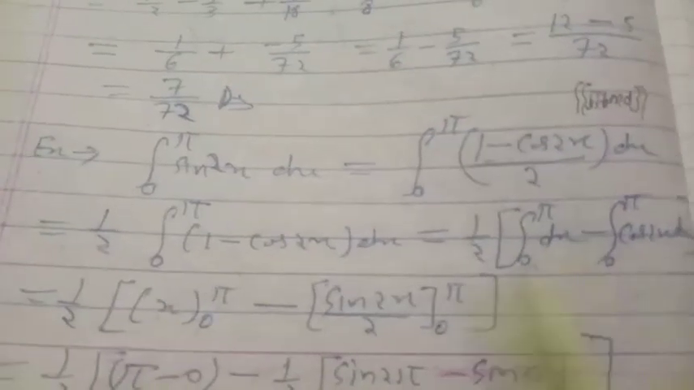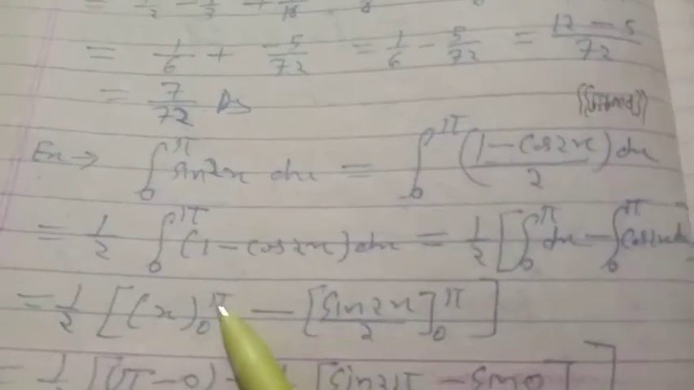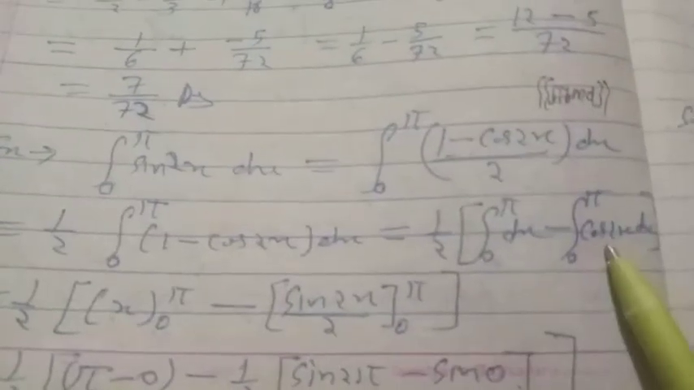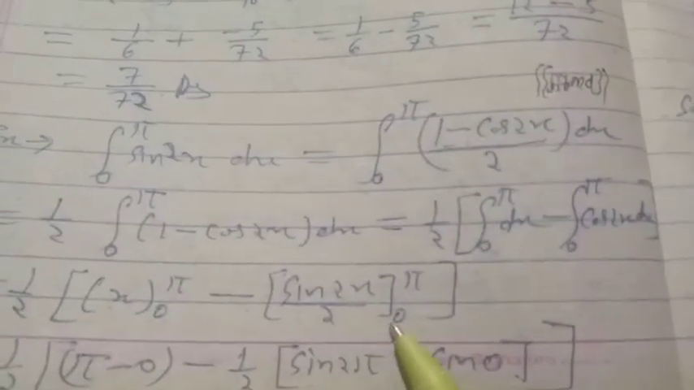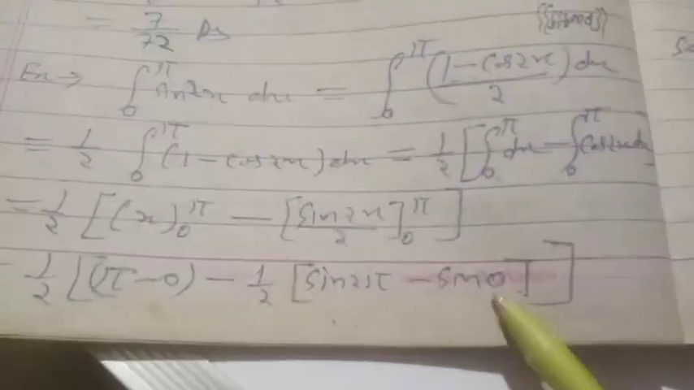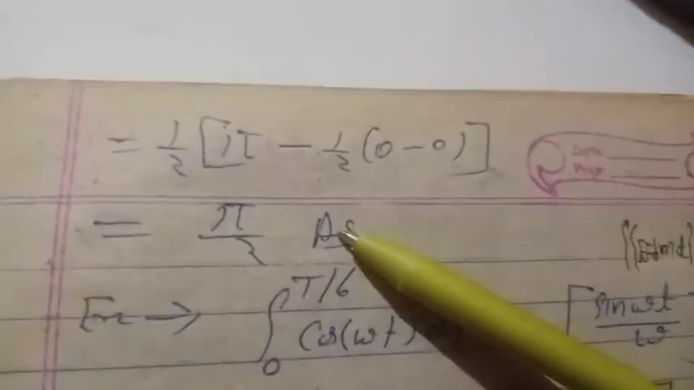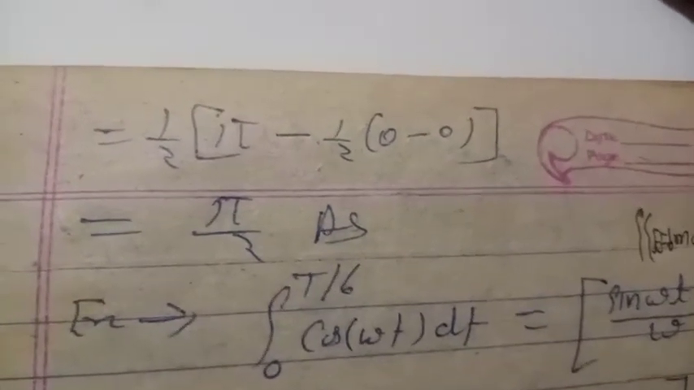Now integration of dx is x and limit is 0 to pi, and integration of cos 2x is sin 2x by 2, 0 to pi. Putting and solving, finally we get the answer pi by 2. Similarly we can solve many problems like this.